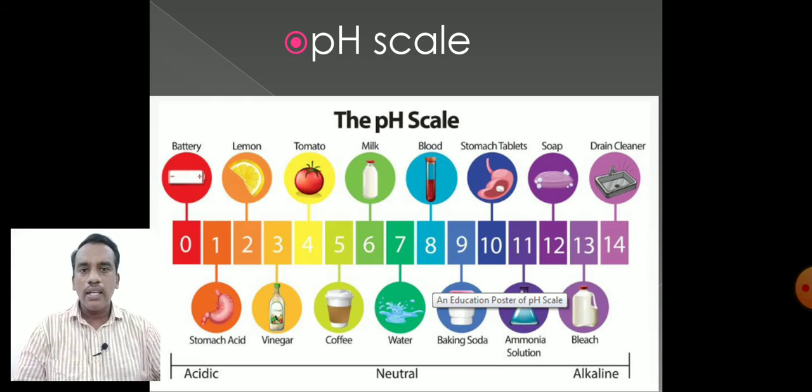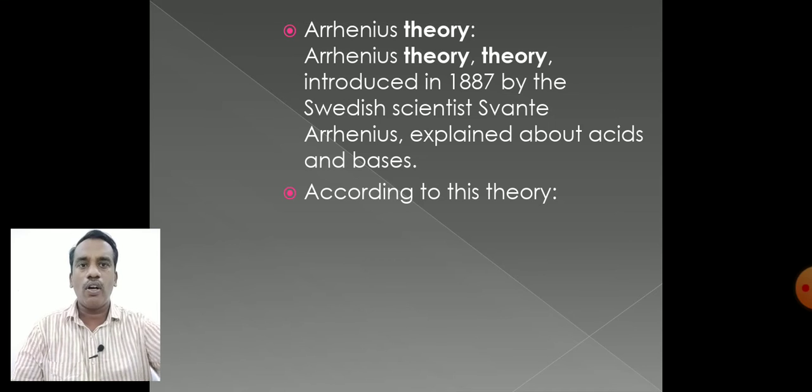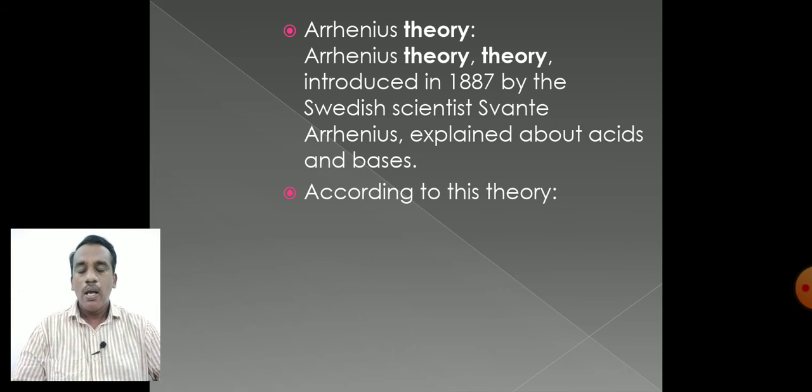Yes, now let us begin our video with the basics: what is meant by an acid, what is meant by a base. Let's get the definitions of acids and bases. Prior to that, there are many theories that explain the acidic nature and the basic nature. The most important one is the Arrhenius theory. He was a Swedish scientist. He explained acids and bases in his theory.